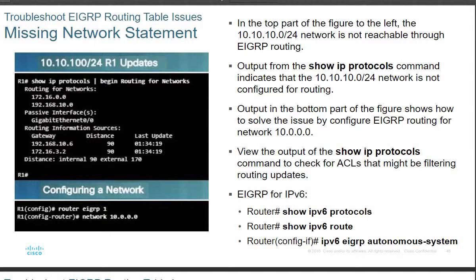Troubleshooting EIGRP Routing Table Issues: Missing network statement. In the top part of the figure to the left, the 10.10.10.0/24 network is not reachable through EIGRP routing. Output from the show protocols command indicates that the 10.10.10.0/24 network is not configured for routing. Output in the bottom part of the figure shows how to solve the issue by configuring EIGRP routing for network 10.0.0.0. View the output of the show protocols command to check for ACLs that might be filtering routing updates. For EIGRP for IPv6, use show ipv6 protocols, show ipv6 route, and in interface configuration mode, ipv6 eigrp autonomous-system.